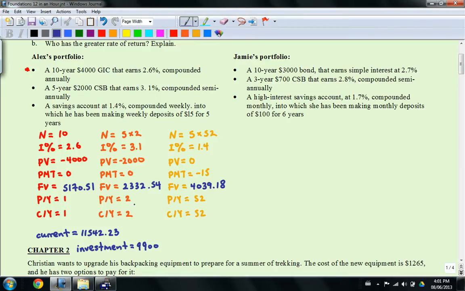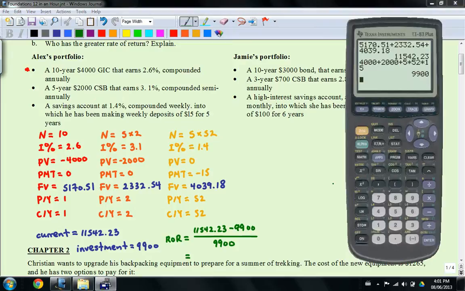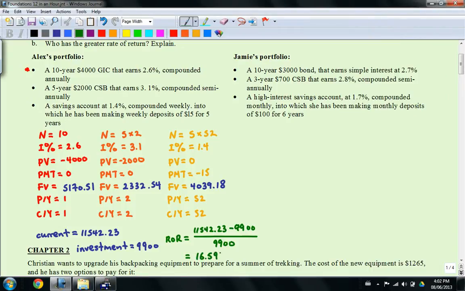to the investment. So to calculate the rate of return, which I'm just going to write shorthand ROR, that's going to be equal to 11,542.23 minus 9,900, and that's going to be divided by 9,900, and the rate of return in that case will be 16.59%. Okay. So that's how you can do part 1, which is Alex's portfolio.